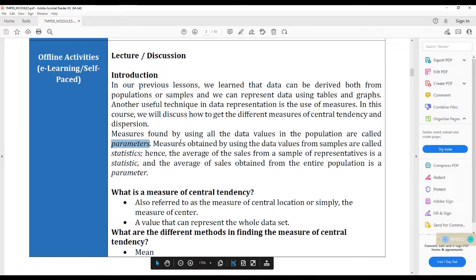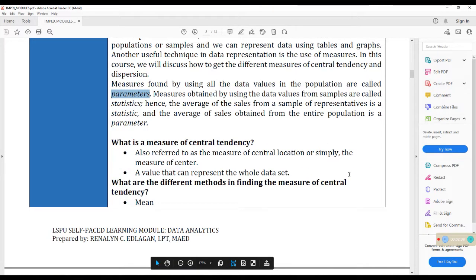And if your measures are obtained from samples, then we call them statistics. Okay? So hence, the average of the sales from a sample of representatives is a statistic. And the average of sales obtained from the entire population is a parameter. Okay? So now, what is a measure of central tendency?